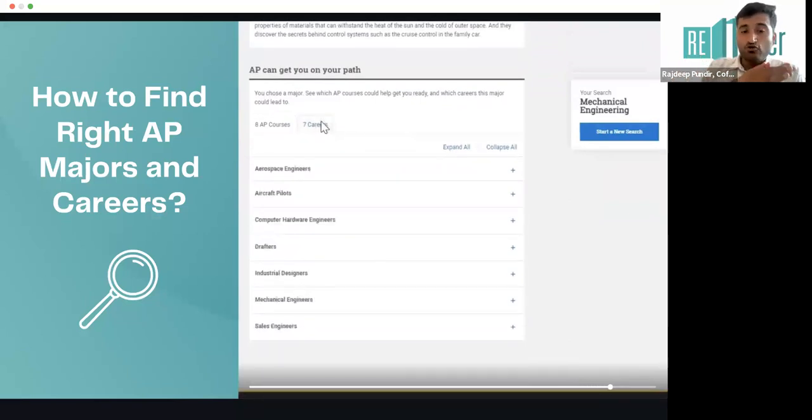Similarly, you could also figure out which career choices are linked to this AP major. If you're doing mechanical engineering, there are these 8 AP courses which are relevant for you. And these are the 7 career options, which could be drafter, industrial designer, mechanical engineer, sales engineer, aircraft pilot, aerospace engineer, linked to this particular major. So that is the second way to figure out the right AP subjects for you.